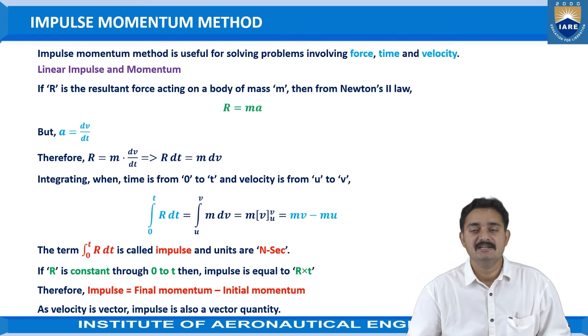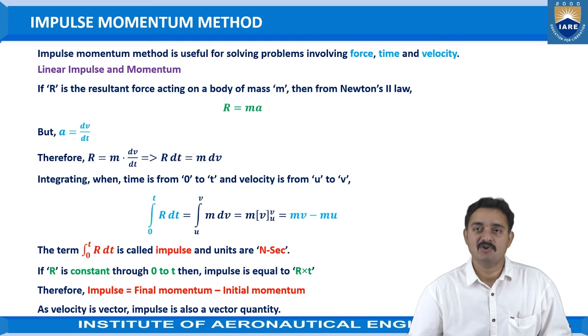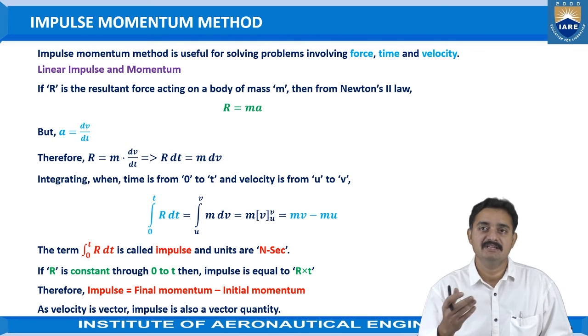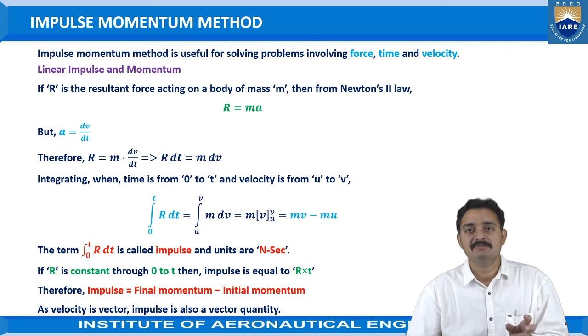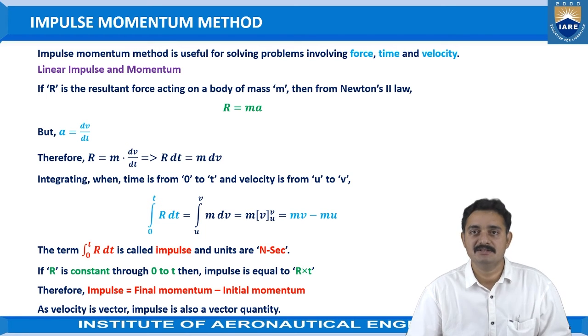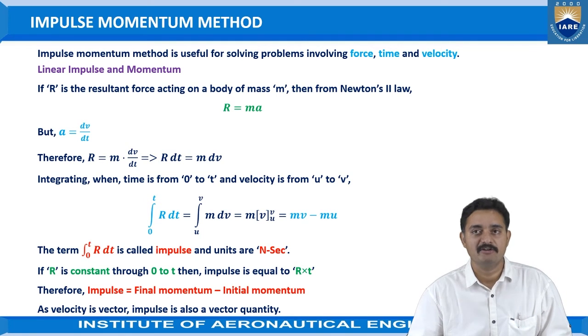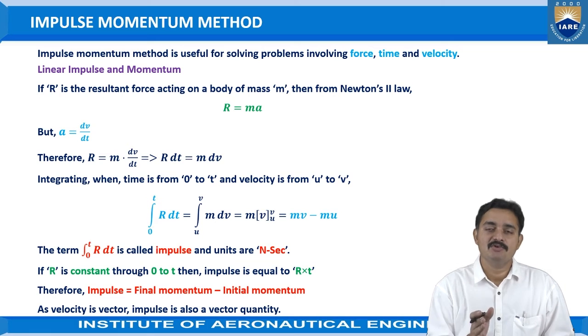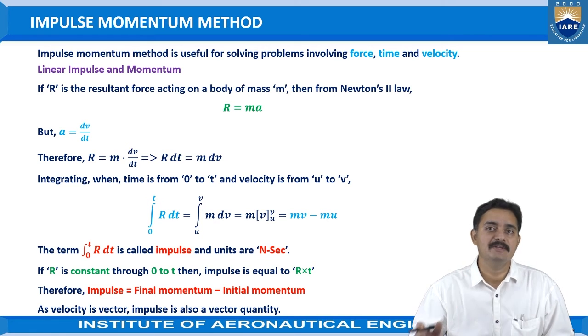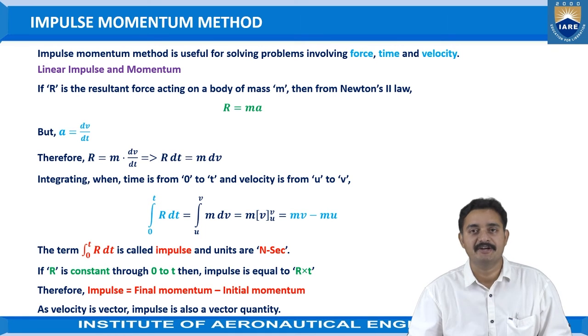As velocity is a vector quantity, impulse is also a vector quantity. As per the given equation, this impulse will become a vector quantity as the velocity term is involved in the system and the velocity is a vector quantity. Hence, the impulse term is also a vector quantity. We can directly say the force into time. That means force is a vector quantity, right? So the impulse would also be a vector quantity.